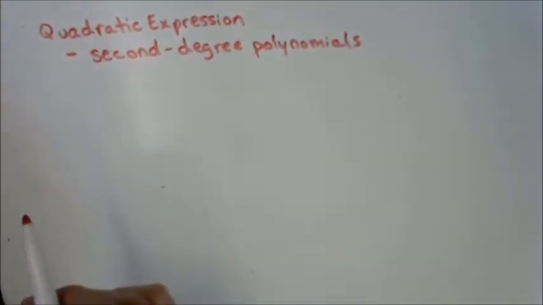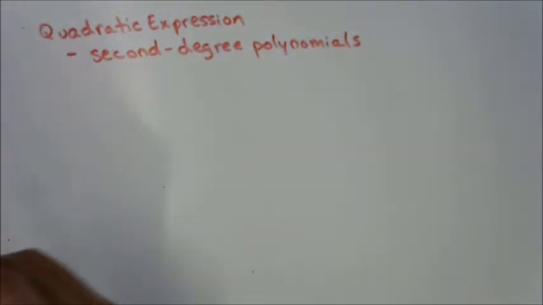That means whether the variable is x or t or w, doesn't matter. It can only ever be raised to the power of 2 as its highest power. There could be another term that's raised to the power of 1, that's fine. But there can't be another term that's raised to the power of 3. Does that make sense? The highest power is going to be the power of 2. And we can do a couple of examples here.